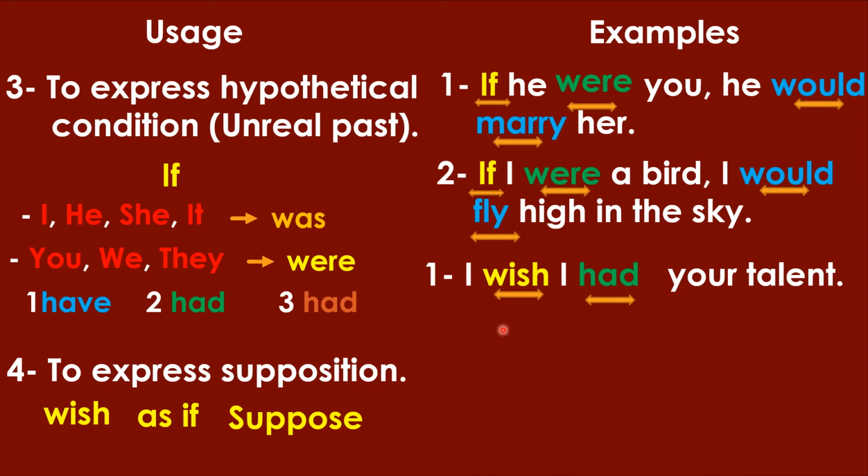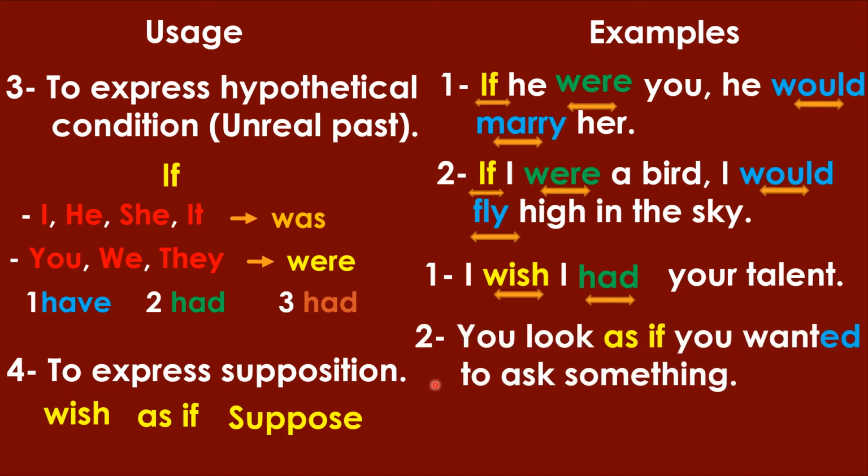This is what I'm supposed to do. لأن أنا هنا بعبر عن الماضي الغير حقيقي. فما اقدرش استخدم have, I use had. Okay, so in this case I cannot say I wish I have your talent. Okay, the right choice is I wish I had your talent.